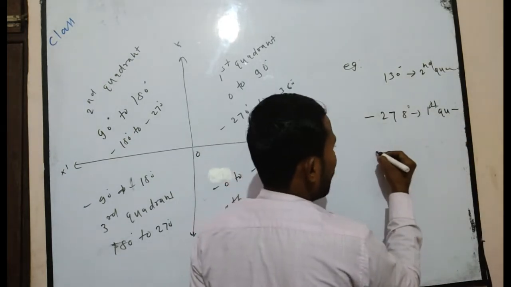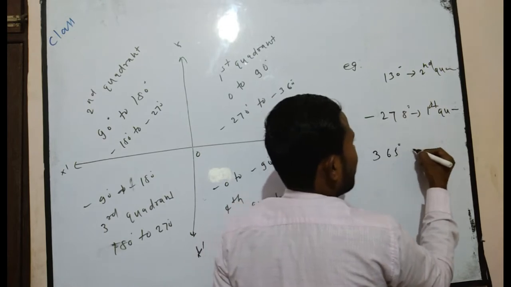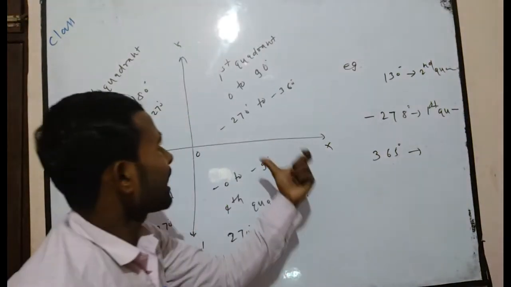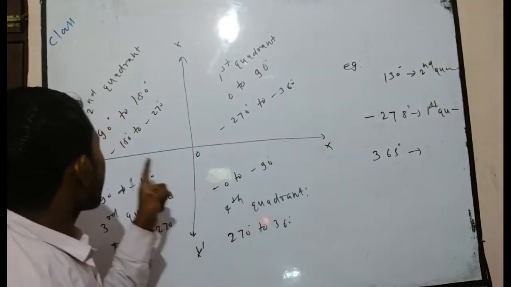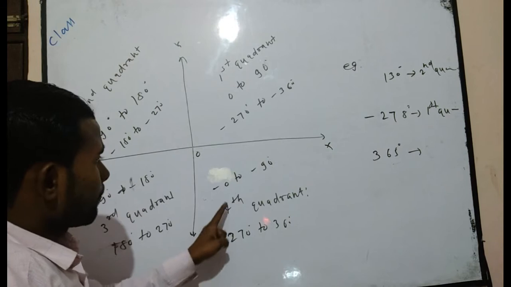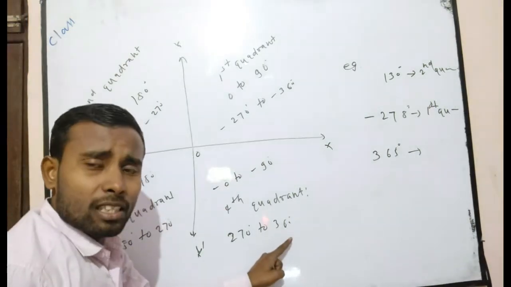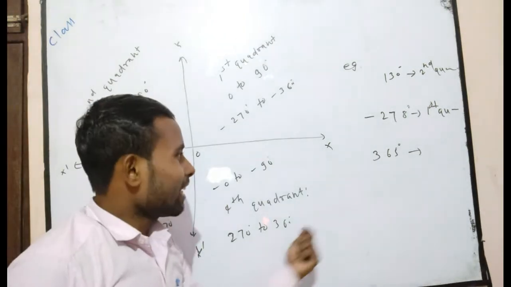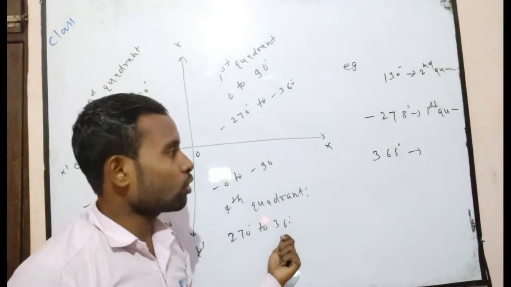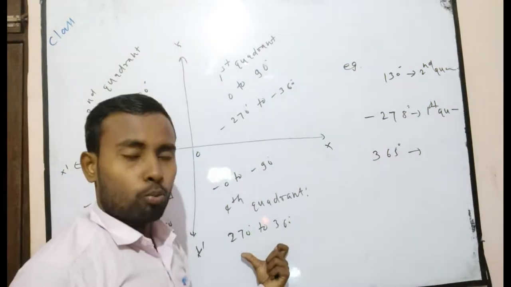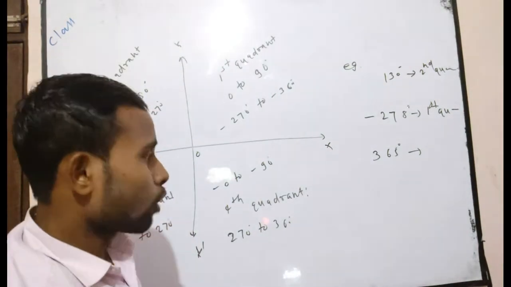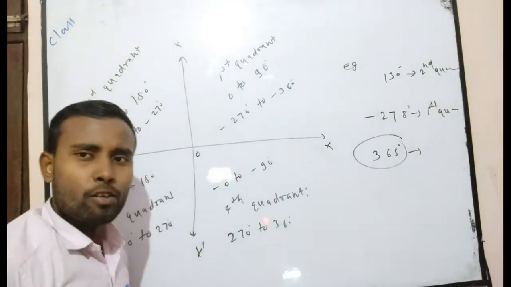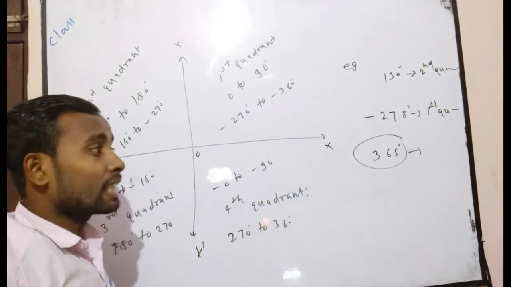Similarly, if I ask you in which quadrant 365 degrees lies, how can you find it? Here, you might think it lies between 270 and 360, but 365 is above 360, so you can't say it lies in the fourth quadrant. Now, you observe that 365 is not present in any quadrant. How can you recognize in which quadrant it lies?